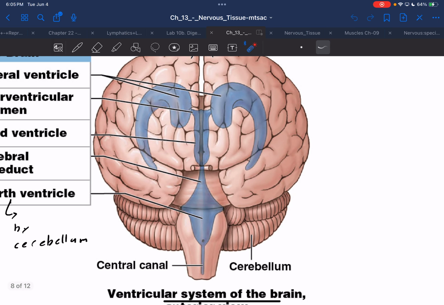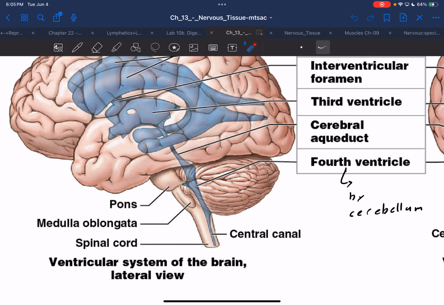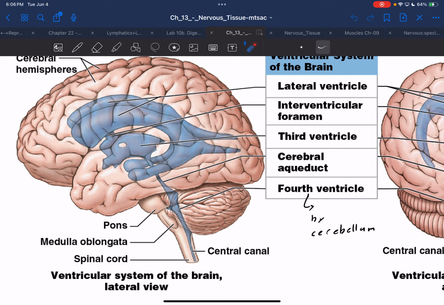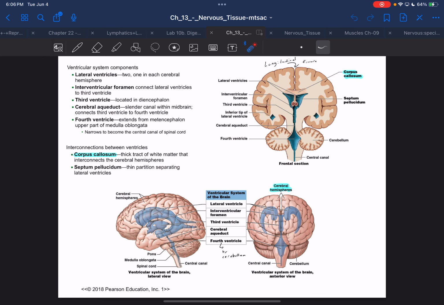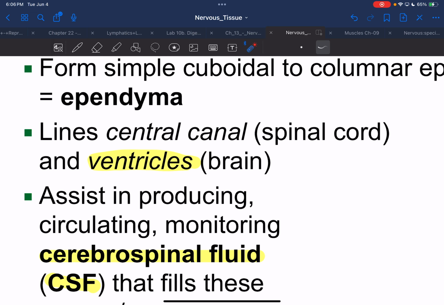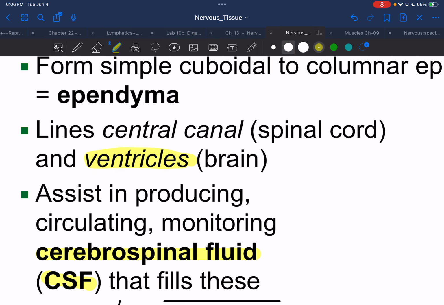You can see it looks like a ram's head. This is from the side. And you can see it makes its way all the way down, not shown, but it goes all the way down the central canal, which is part of the spinal cord. And so inside of these chambers, you find ependymal cells. And so as we go back to your packet, you have this page way further ahead, but those are what your ventricles are. And so these cells create cerebral spinal fluid for you in the ventricles and the central canal of the spinal cord.